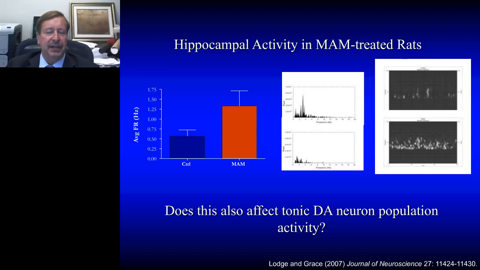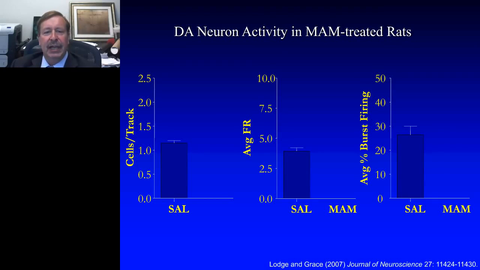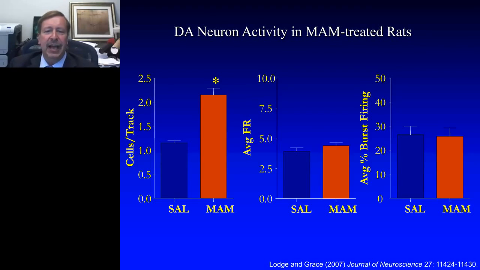Now, how does this affect dopaminergic neuron activity? Well, before, when we directly activated the ventral hippocampus, we got an increase in dopamine population activity. In this case, whenever we look at the MAM animal, we see the same thing, an increase by more than twofold in the number of neurons firing, without a change in average firing rate or average firing pattern.